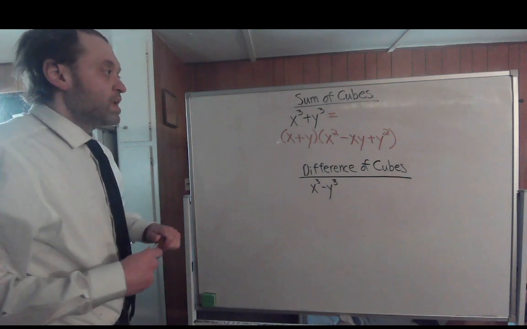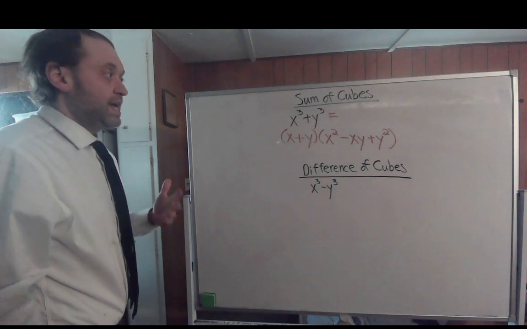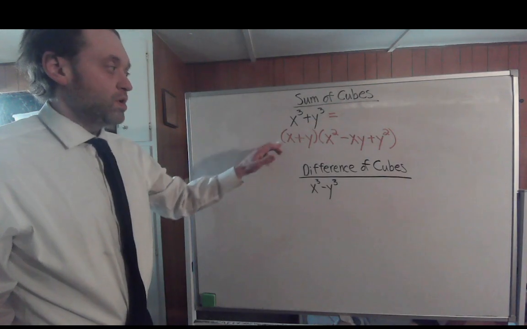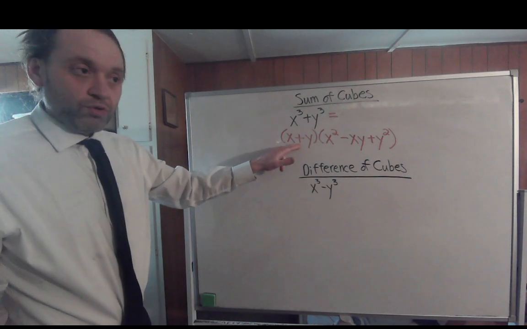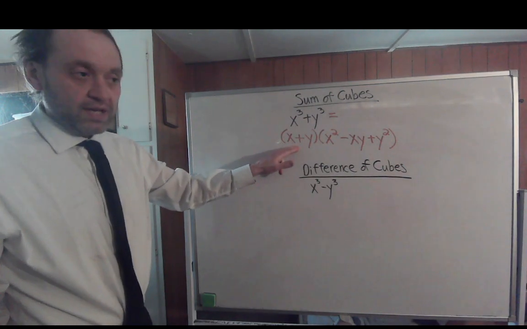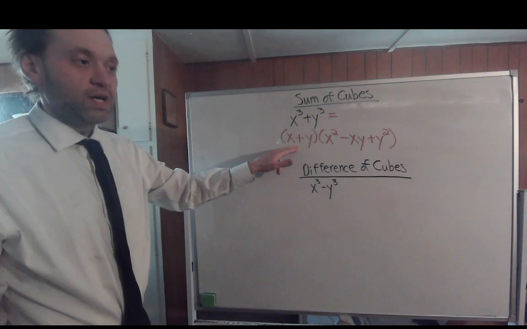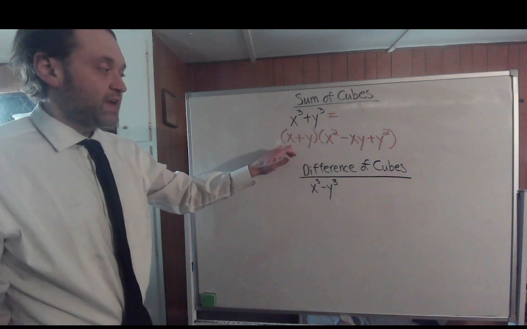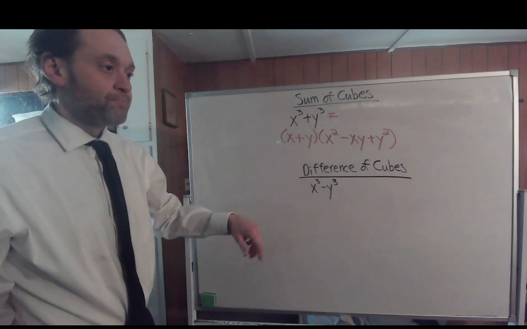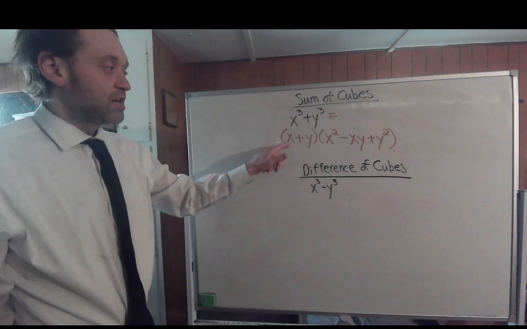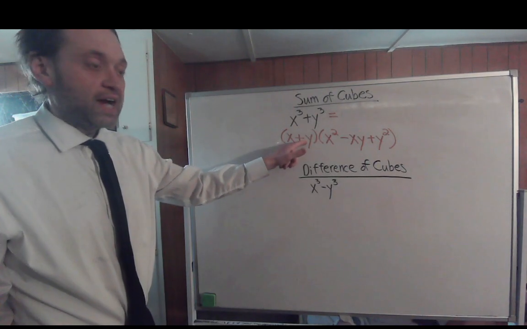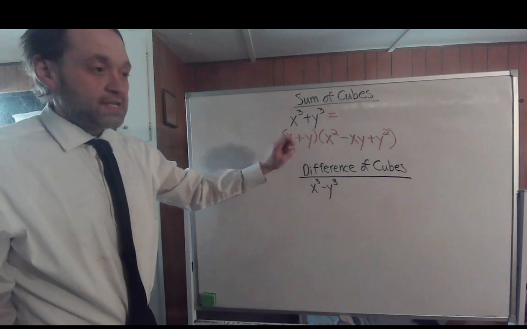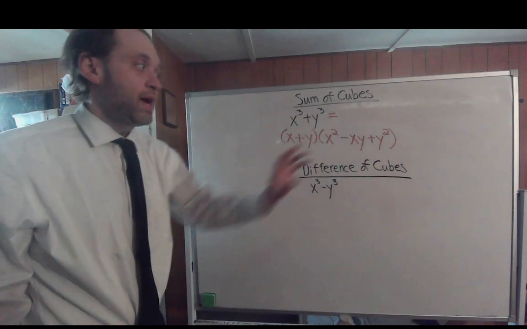So for a sum of cubes, again, if you have two terms that are both raised to the third power, you'll just take the cube root of each term and add them together for your first factor, your first quantity. To get your second factor, you'll take the first term of your first factor, raise it to the second power, and then for your next term, you'll take the two terms of the first factor, multiply them, and then negate that, and then you'll add the second term raised to the second power.